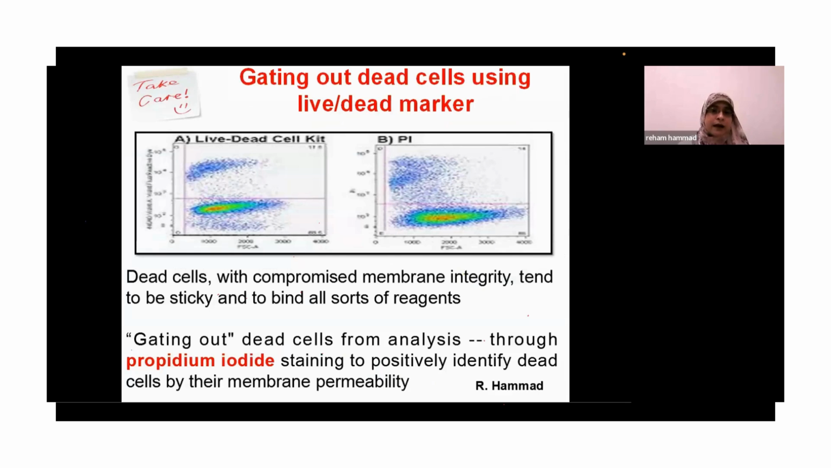How can I avoid using dead cells? How can I use 100% living cells? You can either use a live/dead cell kit or propidium iodide, as it is only taken up by the dead cells, and then you are going to exclude the cells that are positive for propidium iodide, and then you can be sure that you are getting only the normal living cells.